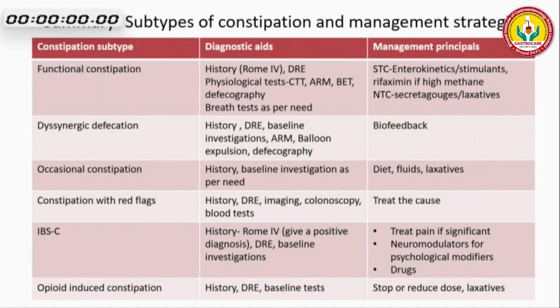So this gives us an overview of the different subtypes of constipation and different management strategies. All these 6 subtypes, whenever a patient comes to us, we should try and classify the patients and try to fit them into these 6 broad categories. There might be an overlap. Based on the broad category, select your diagnostic aids and select your management.